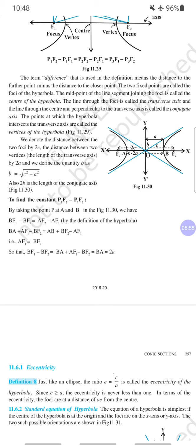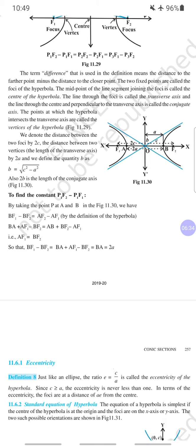So from the first equation, BF1 minus BF2 equals AF2 minus AF1. AF2 can be written as BA plus AF1 minus BF2. Here we cancel out the terms and we get BF1 minus BF2 is equal to 2a. That means AB, which we already know is 2a, and BF1 minus BF2 will also be equal to 2a. So we have already proved this.